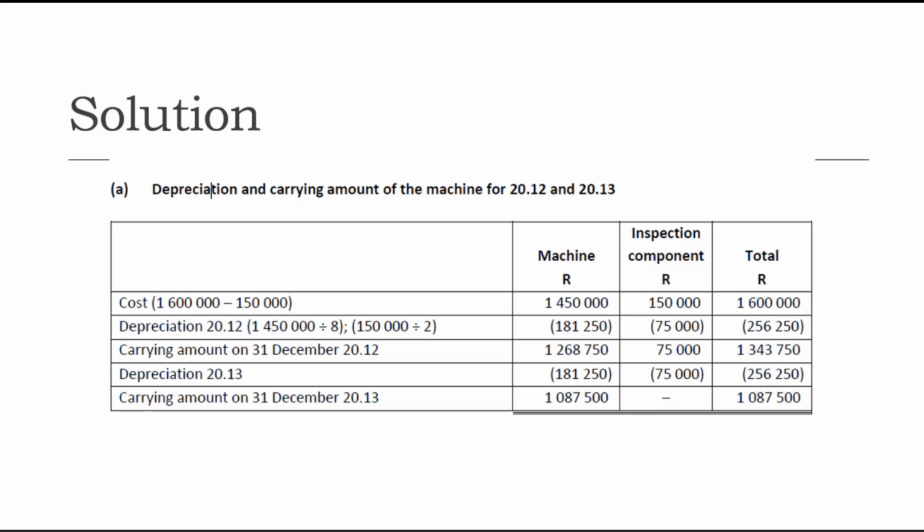That's why I brought it here, because it can be quite confusing. But the main idea is that if there's an inspection, you separate out the main asset from the inspection. The inspection will have a different useful life because they will tell you how long you do the inspection. So you divide it by how long you do the inspection for, whereas you use the entire total useful life for the main asset, which in this case is the machine.